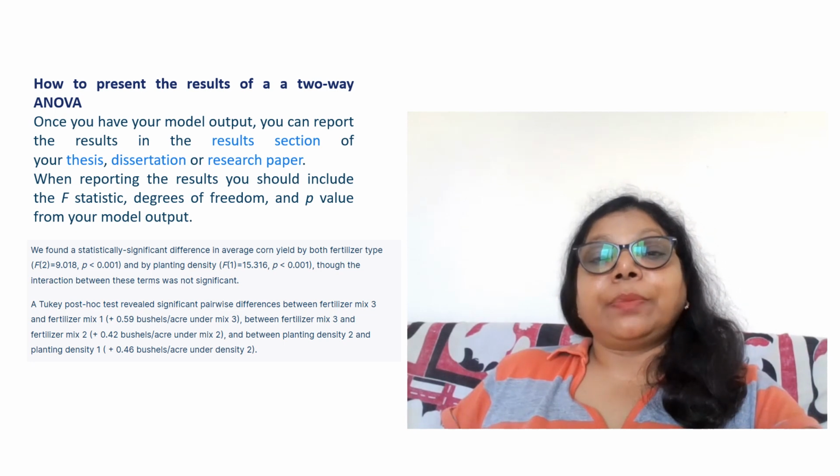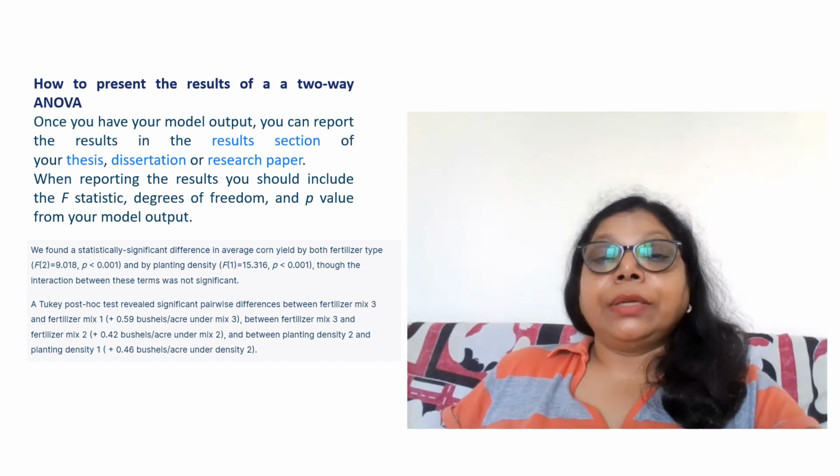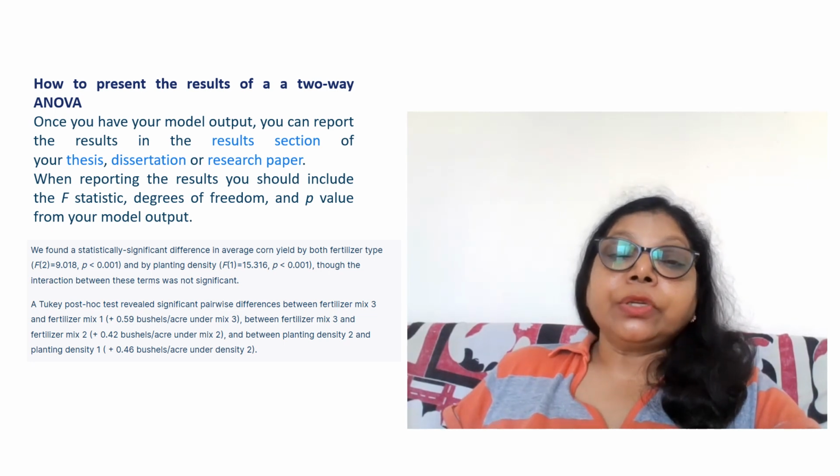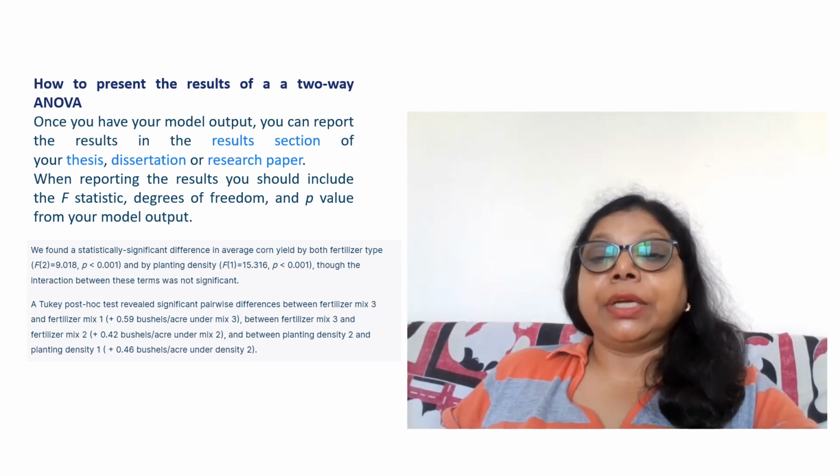So here you can see the post hoc test revealed significant pairwise differences between fertilizer mix 3 and fertilizer mix 1. That was 0.59 bushels per acre under mix 3, and similarly between fertilizer mix 3 and fertilizer mix 2, that was 0.42 bushels per acre under mix 3, and between planting density 2 and planting density 1, which was plus 0.46 bushels per acre under density 2.